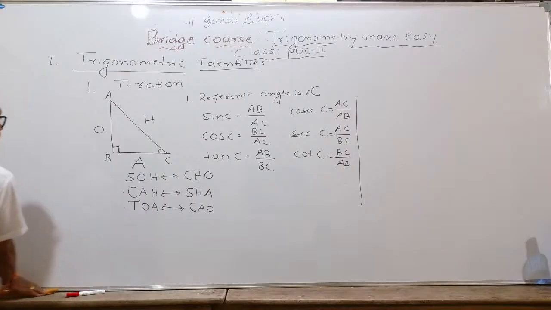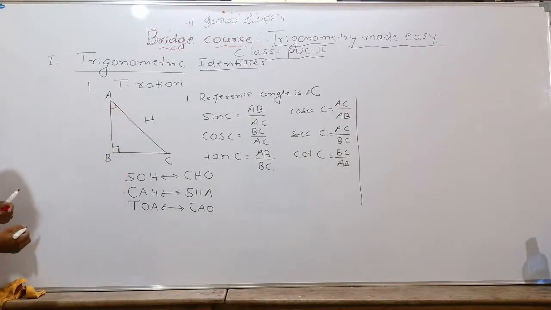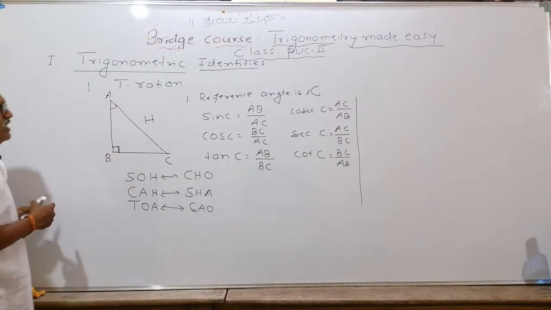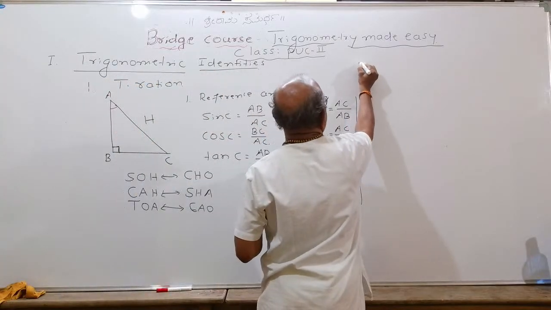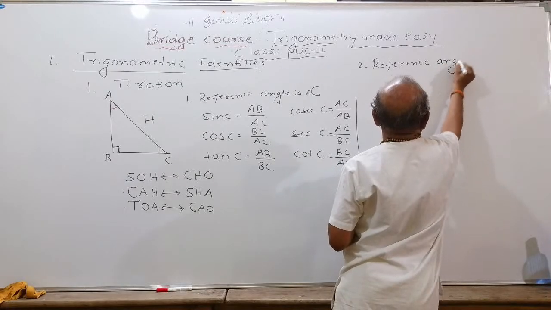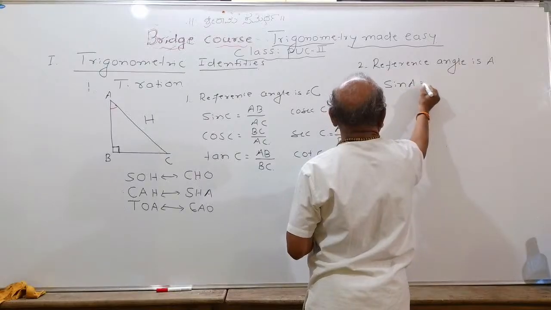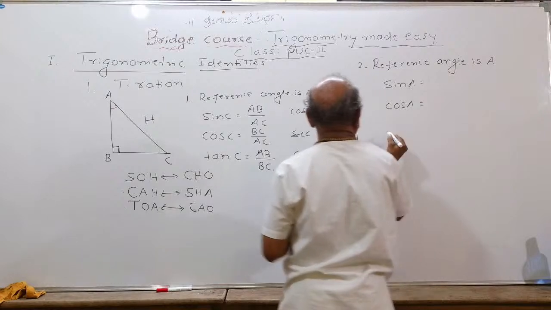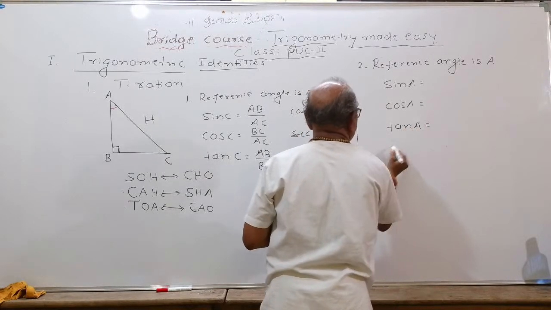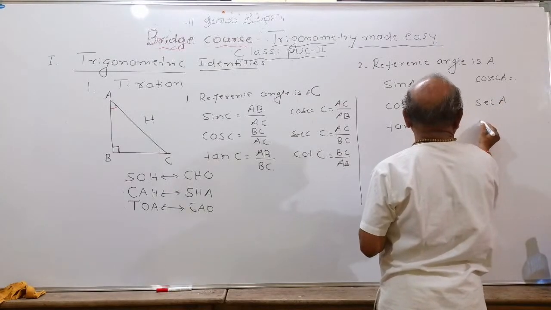Now, suppose instead of taking reference angle C, I take reference angle A. The hypotenuse will be fixed. Now, can you write all the 6 trigonometric ratios? Take some 15 seconds. In terms of sides, what is sin A when the reference angle is A? Write all the 6 trigonometric ratios: sin A, cos A, tan A, then cosec A, sec A, and cot A.